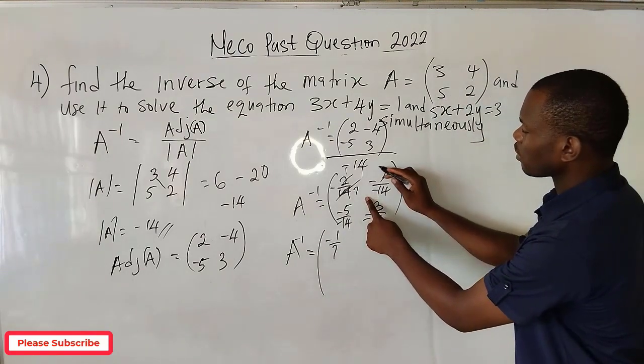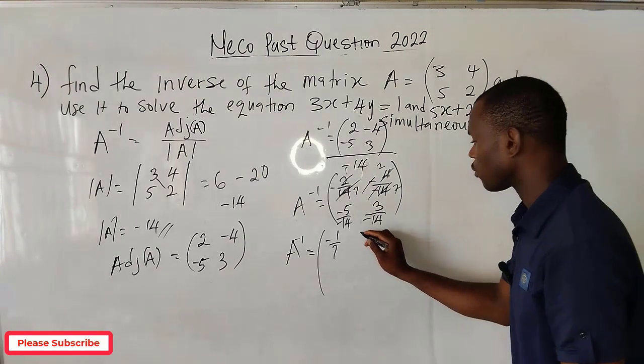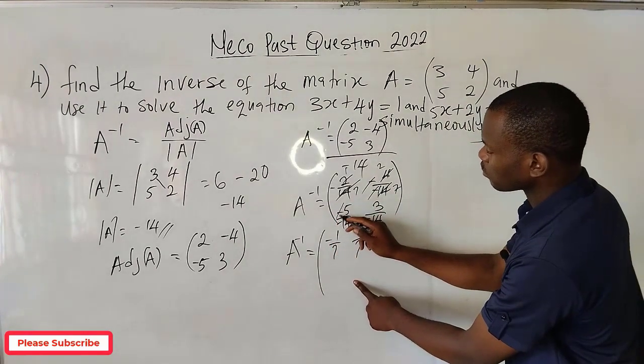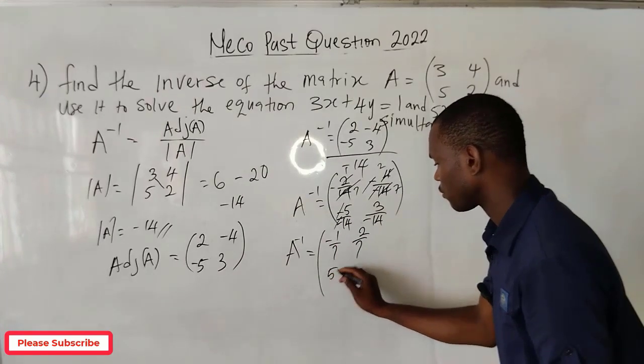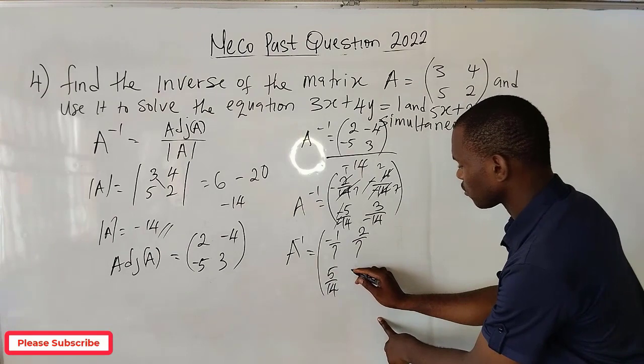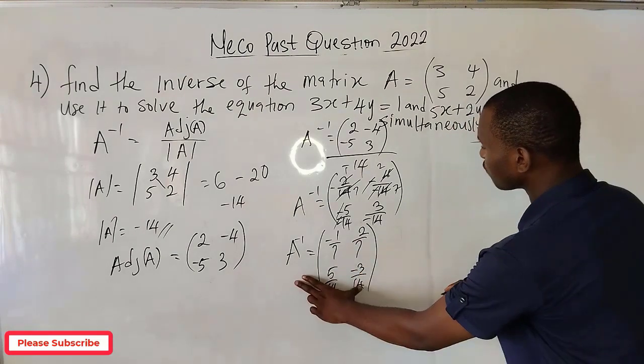Then here, 2 can divide 2, 2 can divide 7. But minus and minus will cancel. So I'll have 2 over 7. Then this, nothing can divide, but minus and minus can cancel. I'll have 5 over 14. Here, nothing can divide. So I'll have minus 3 over 14. So this is my A inverse.